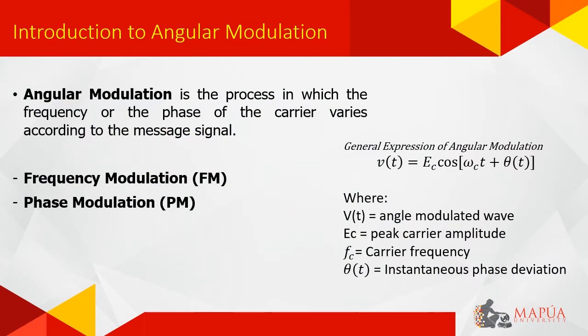So, angular modulation is the process in which the frequency or the phase of the carrier varies according to the message signal. The general expression of angular modulation is given by v(t) = E_c cos(ω_c t + θ(t)), where v(t) is the angle modulated wave, E_c is the peak carrier amplitude, f_c is the carrier frequency, and θ(t) is the instantaneous phase deviation. This is further divided into frequency and phase modulation.